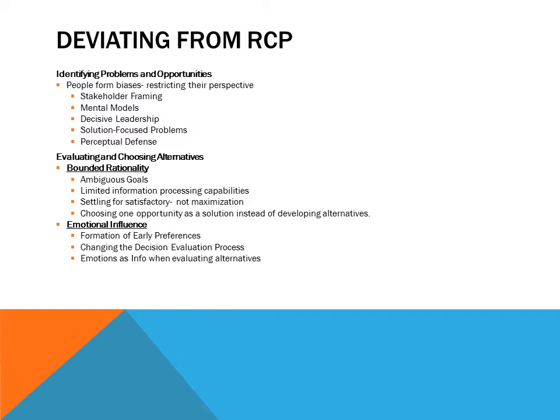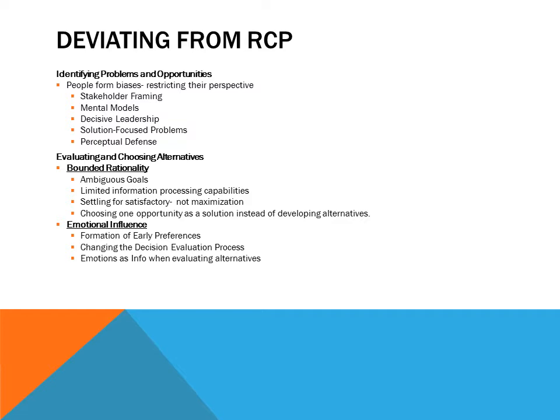Next is the emotional influence that comes into play, and that sounds pretty self-explanatory, but we have a few factors that need to be touched on. The first is the formation of early preferences. This is when our brain quickly attaches specific emotions to information about each alternative, and our preferred alternative is strongly influenced by those initial emotional markers. So you kind of latch on to something, kind of like your first girlfriend or boyfriend. You had a great time. It's kind of hard to let go.